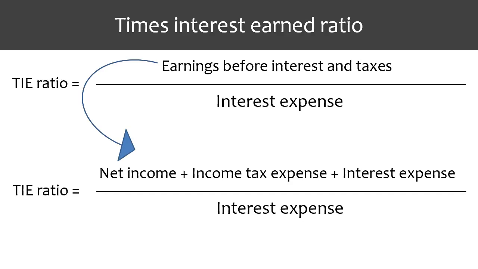The times interest earned ratio is calculated by taking earnings before interest and taxes divided by interest expense. Earnings before interest and taxes is net income plus income tax expense plus interest expense.